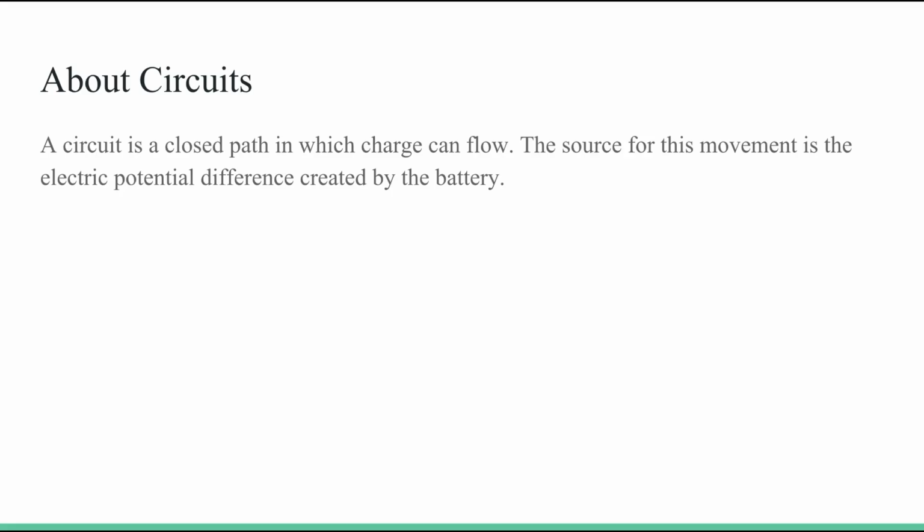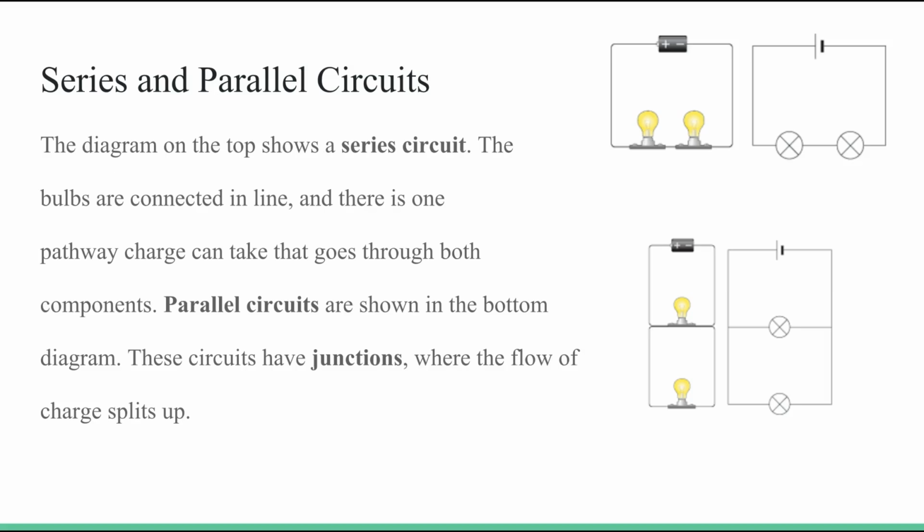Okay, so let's move on to the part that is actually important. Circuits. A circuit is a closed path in which charge can flow. The source for this movement is the electric potential difference created by the battery. Here are some examples of circuits.